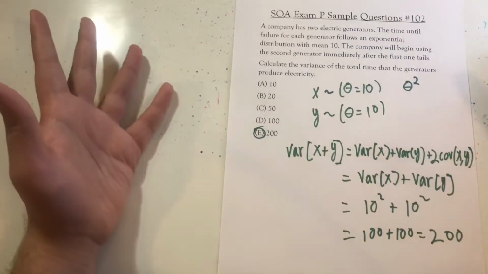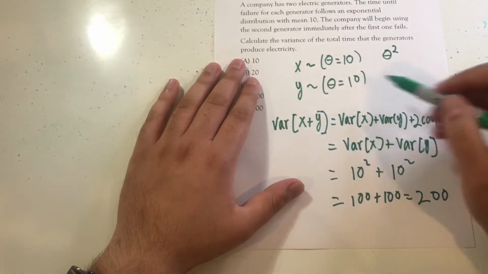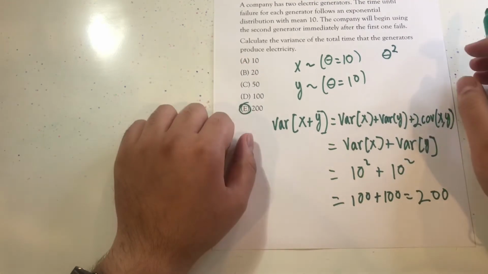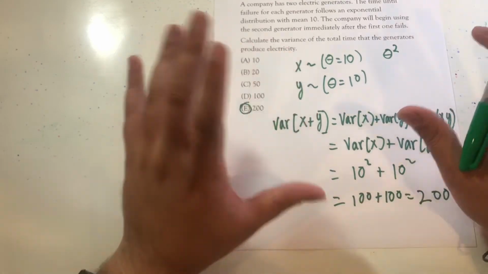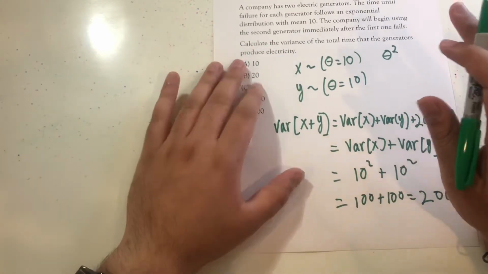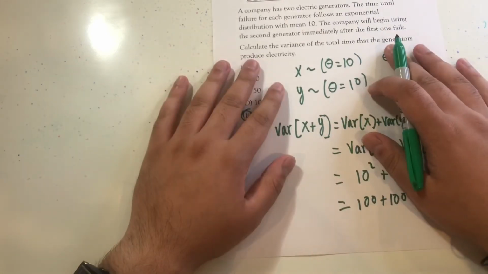So nothing really to this problem, just you should know this one particular formula for variance and a little bit of knowledge about exponential distributions. Make sure you have all of those discrete and continuous distributions memorized. That is like a necessity. Otherwise, you ain't going to pass this test.